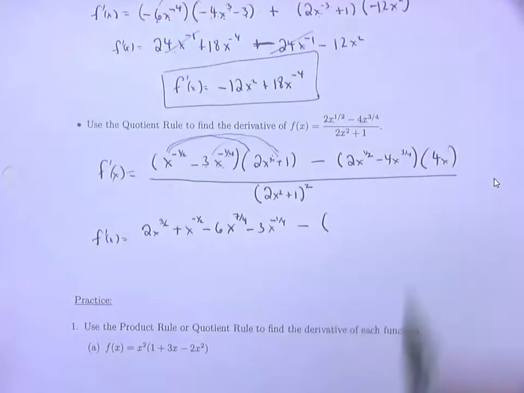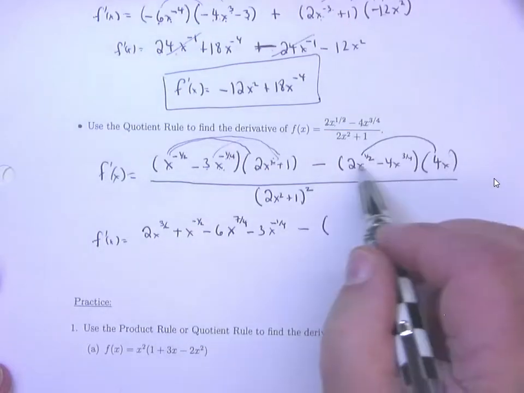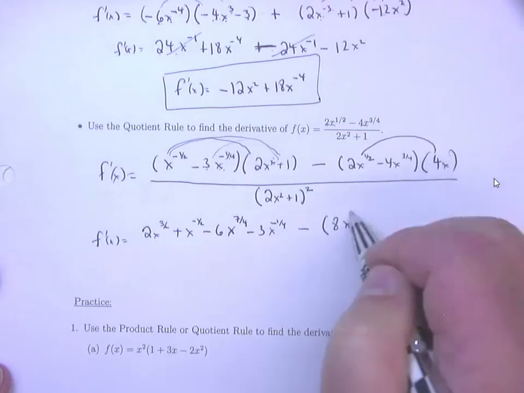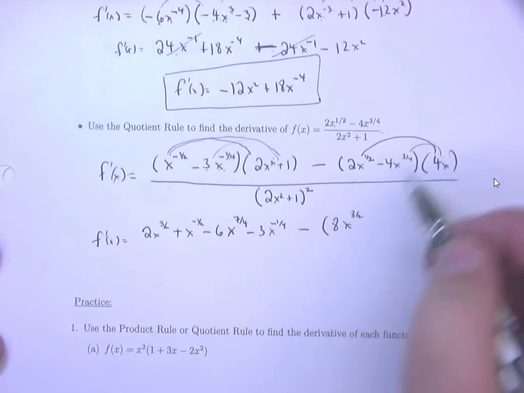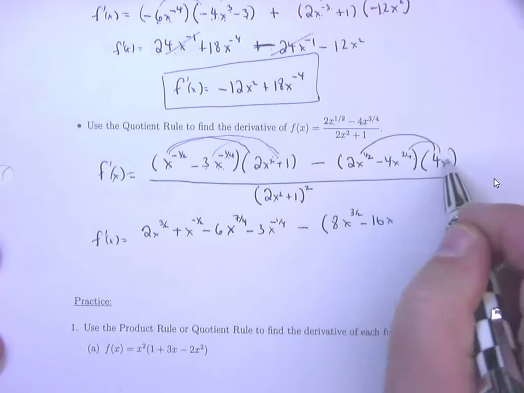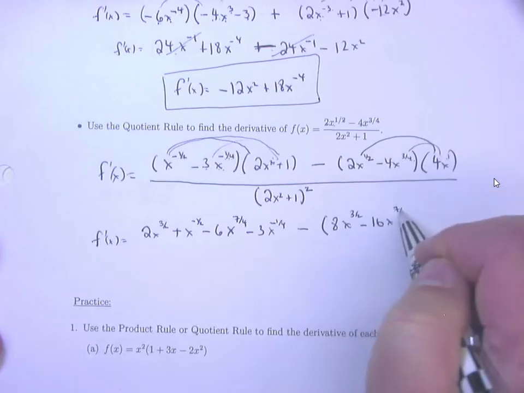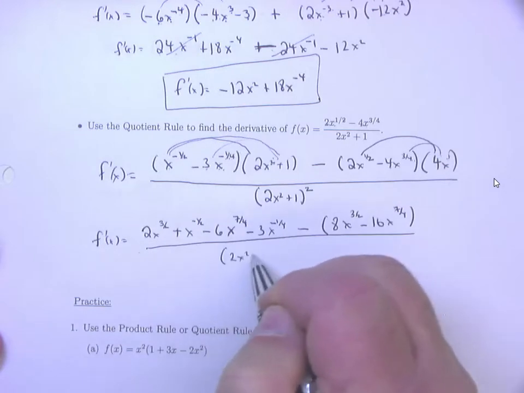Minus, I'm going to distribute the 4x. 4x times 2x to the half: 4 times 2 is 8x. X to the 1/2 times x is x to the 3/2. And then a 4x times a 4x to the 3/4, so it'll be minus 16x. X times x to the 3/4, so it'll be x to the first. We multiply x, add exponents. That's 1 3/4, which is 7/4. All over the bottom squared.